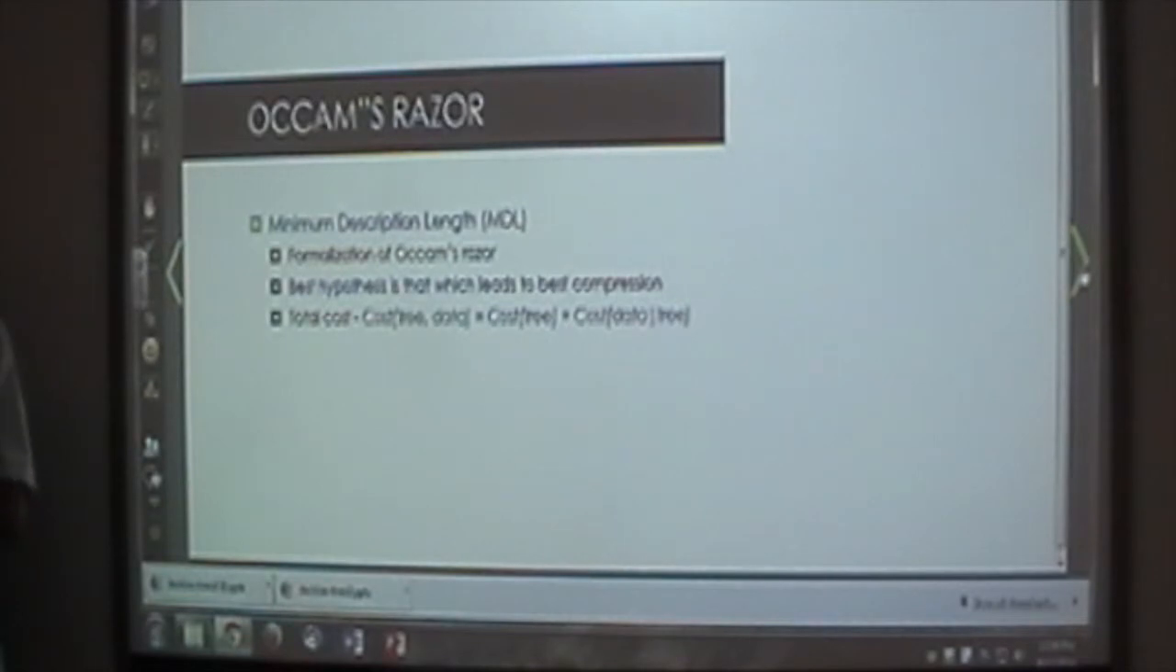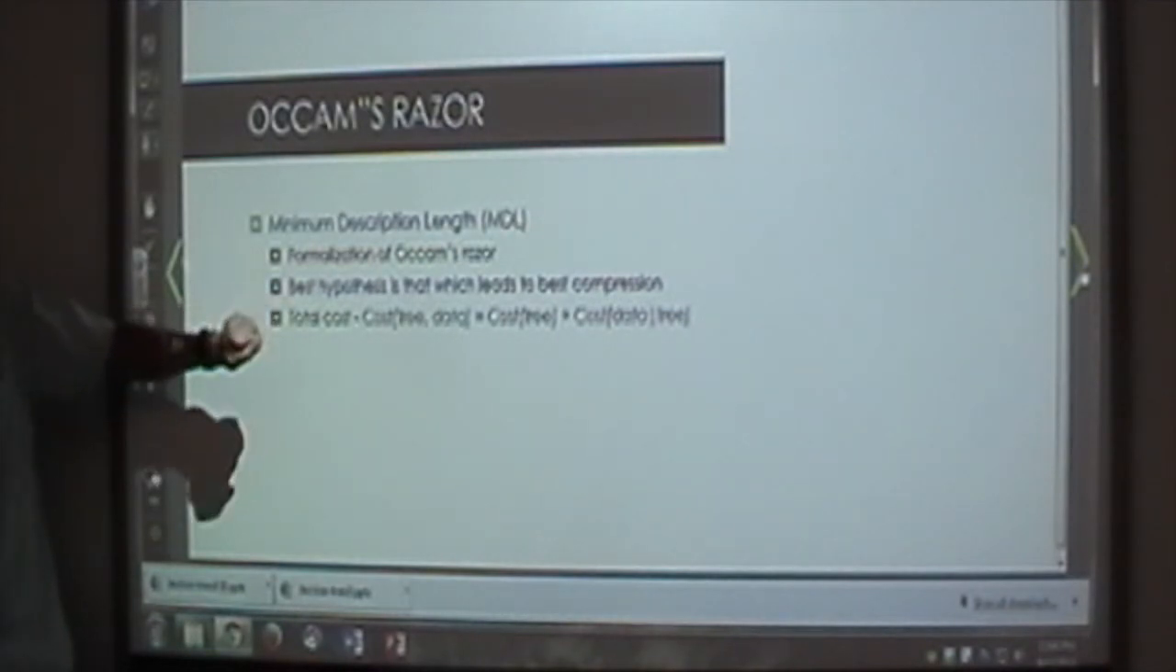a particular implementation for decision trees called the minimum description length. And we're going to go through an example of this. You can see it on... Whoops, looks like I have a couple typos there, but the basic idea here is the best hypothesis is that which leads to the best compression, the most simplified model, the one that's able to be reduced into as simple a form as possible. That's the idea of best compression.